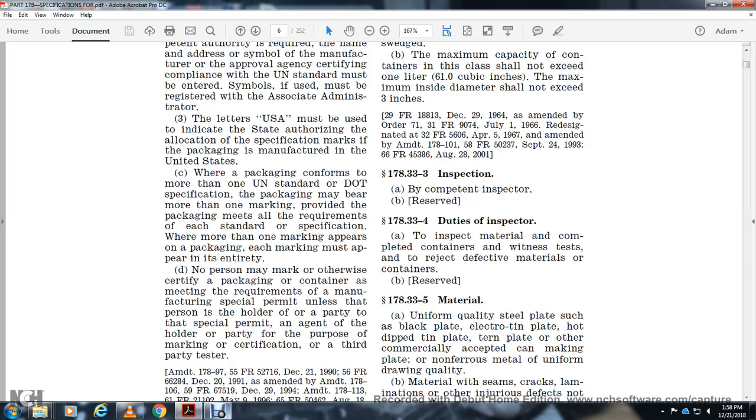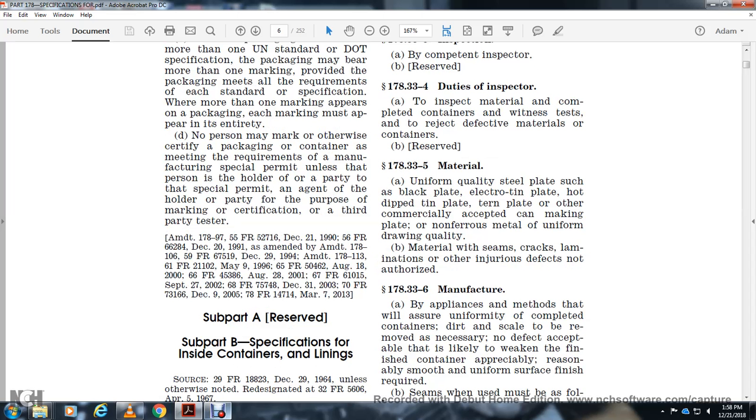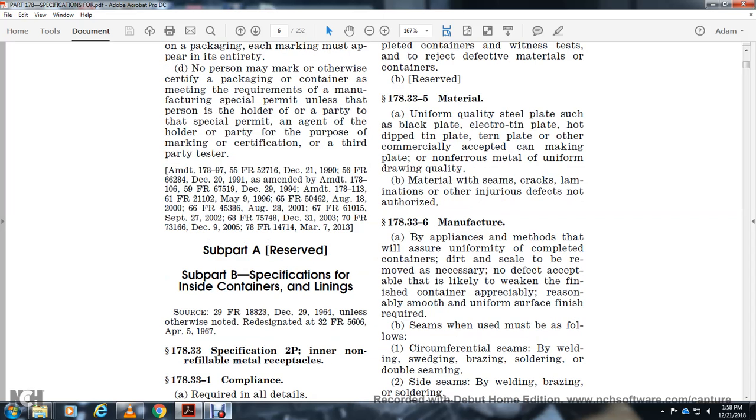No person may mark or otherwise certify that a packaging or container meets the requirements of a special permit unless that person is the holder of the special permit or an agent or party of the holder for the purpose of the marking certification. Third party testing, tester. Subpart A, reserved. And subpart B, specification inside containers. Alright.